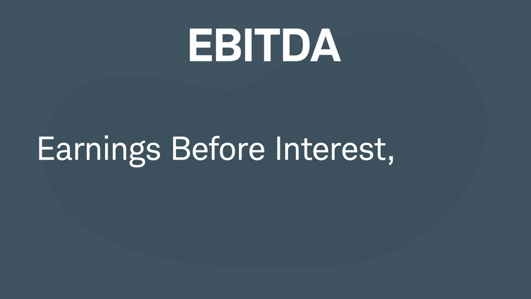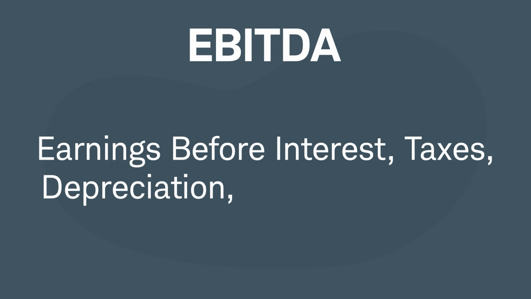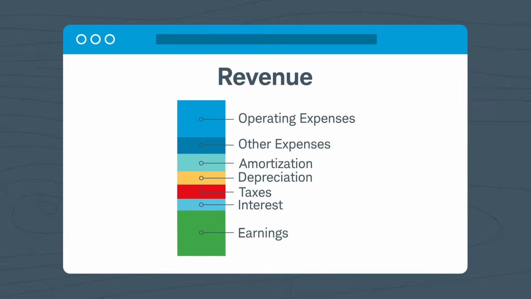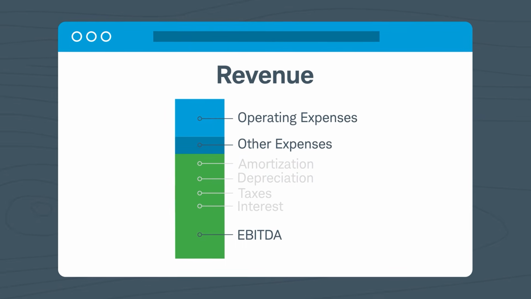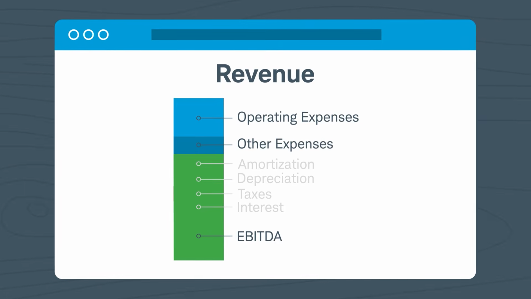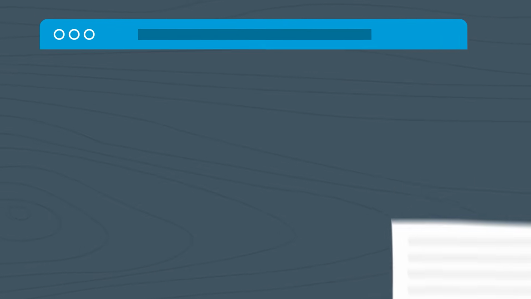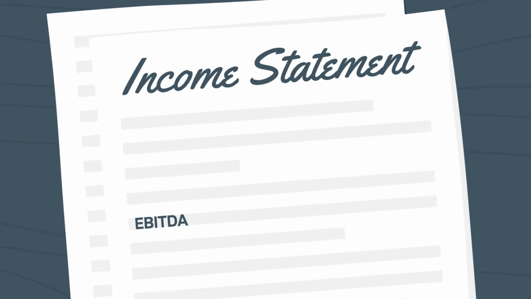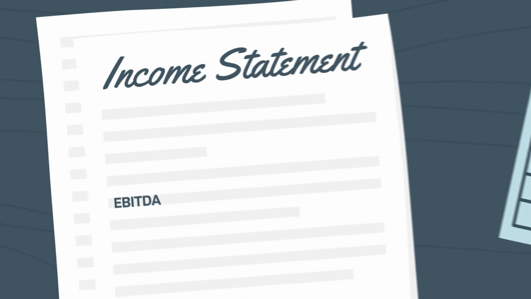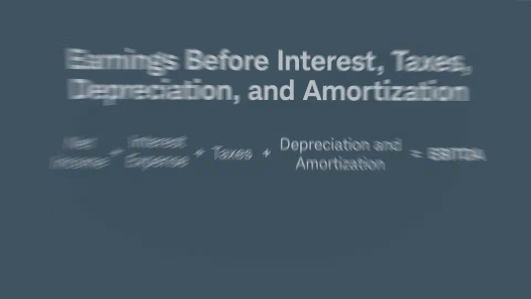The second part of the ratio is EBITDA, which stands for earnings before interest, taxes, depreciation, and amortization. By excluding taxes and expenses, EBITDA focuses on the profits that come from a company's primary operating functions and less on accounting practices. EBITDA can sometimes be found on the income statement, but it's not standard accounting practice to include it, so it may require some calculations.